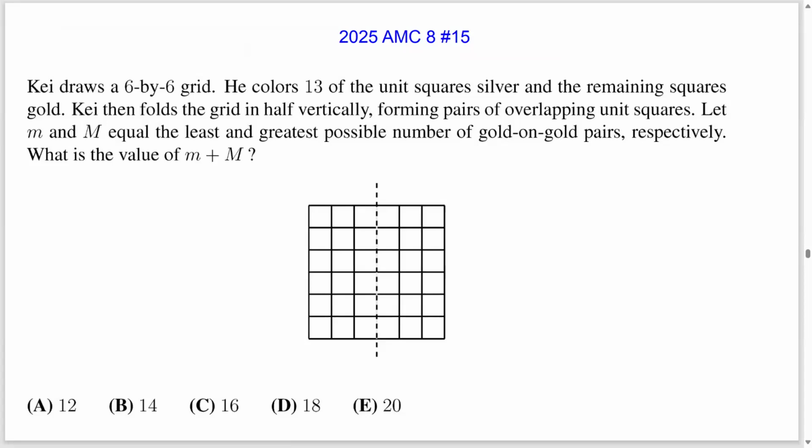Let m and M, in lowercase and uppercase, equal the least and greatest possible number of gold-on-gold pairs, respectively. What is the value of m plus M?